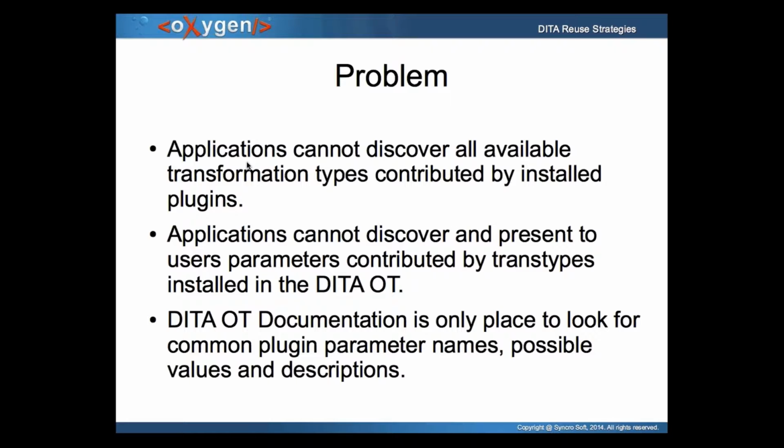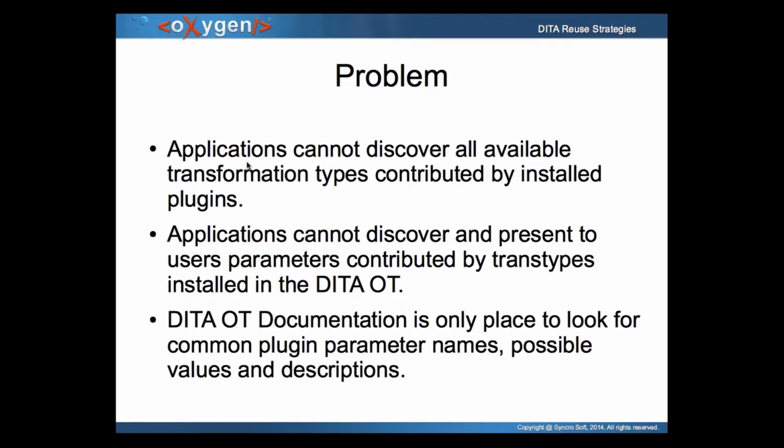And once somebody takes a new plugin which contributes a new transformation type, and installs that in the DITA Open Toolkit used by Oxygen, Oxygen should automatically pick that plugin up and allow users to use that plugin for publishing. Also, new DITA-OT plugins can contribute public parameters for configuring the publishing process. And the application, in this case Oxygen, needed to discover these parameters automatically.